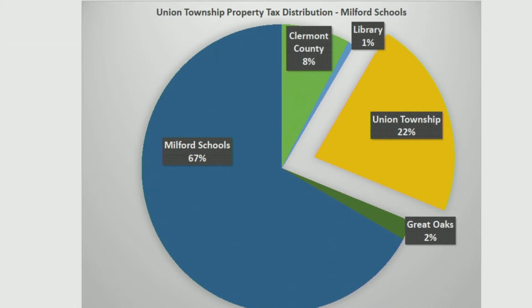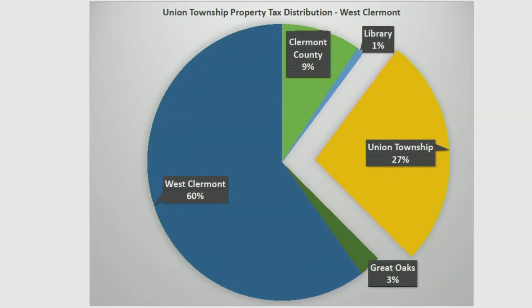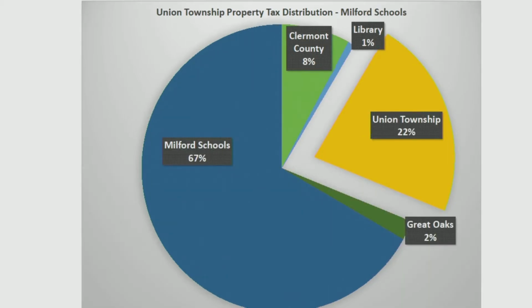So that's a little bit more than 2/3 of all your property taxes goes to Milford schools if you live in the Milford School District. And then that reduces the percentages of all the other areas. So I'm going to flip back and forth again. So you can see that's West Claremont schools and Milford schools. It is quite a difference.